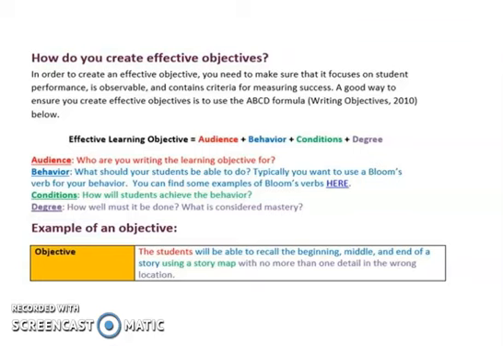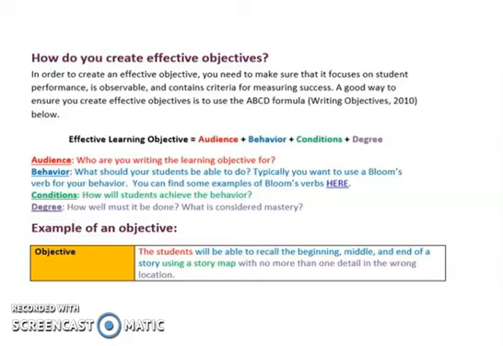And objectives ensure that learning is focused so that the students and the teacher know what's expected of them. They also provide criteria for evaluating student achievement, showing you who's mastered the content and who might need reteaching.